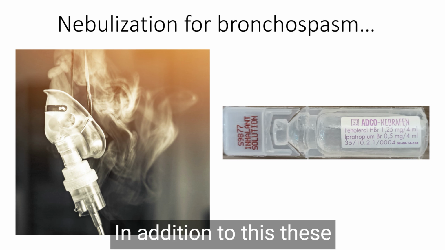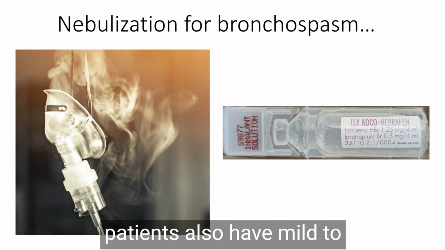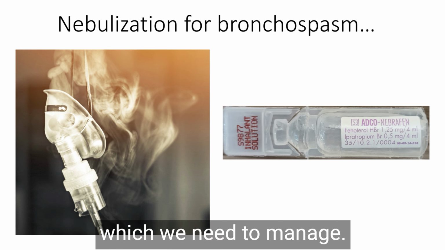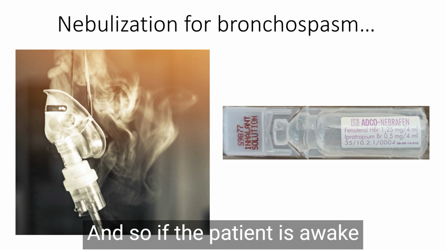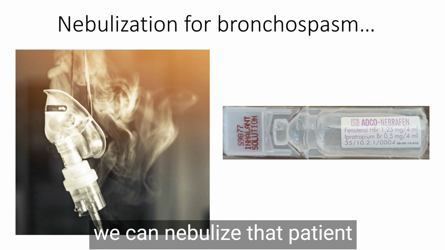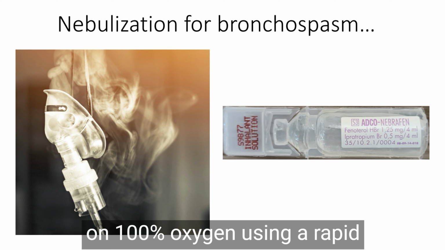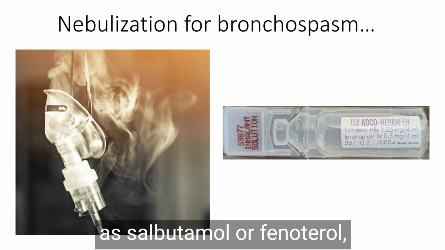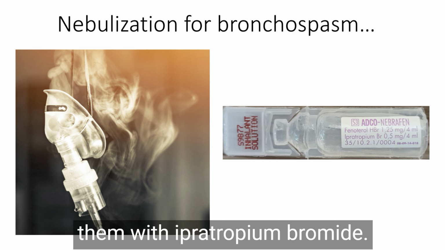In addition to this, these patients also have mild to moderate bronchospasm, which we need to manage. And so if the patient is awake, we can nebulize that patient on 100% oxygen using a rapid-acting beta-2 agonist, such as salbutamol or fenoterol. And then we can also nebulize them with ipratropium bromide.